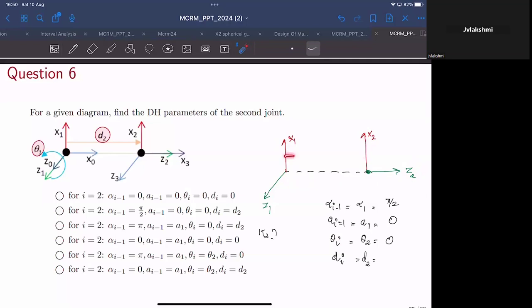So in this question, this distance is given as d2. You have to move d2 along z2 so that the offset between these two points can be taken into account. That itself is d2. So I hope that is clear enough. I think the answer is option B, pi by 2.